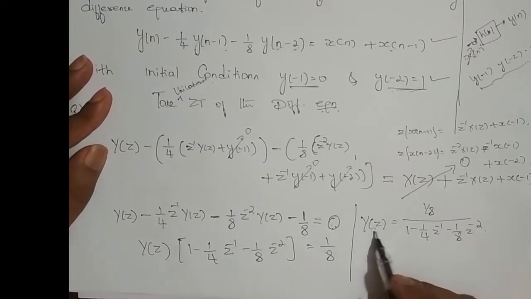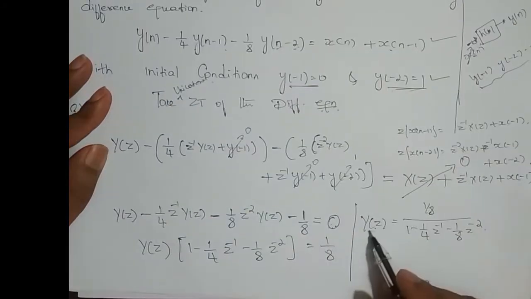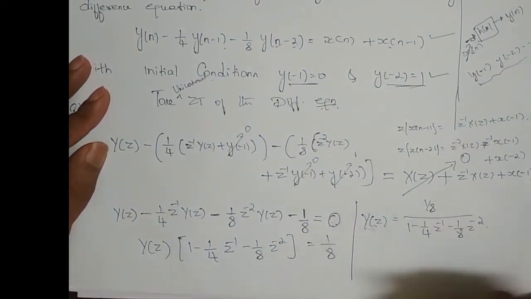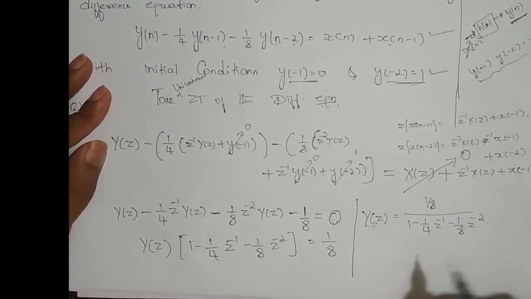Why do I have to get y of z? Because I'm finding the response of the system. Whenever I have response, it has to be y of z. In the sense, response is nothing but output. This is what I need. Once I get y of z, I can take inverse z transform.